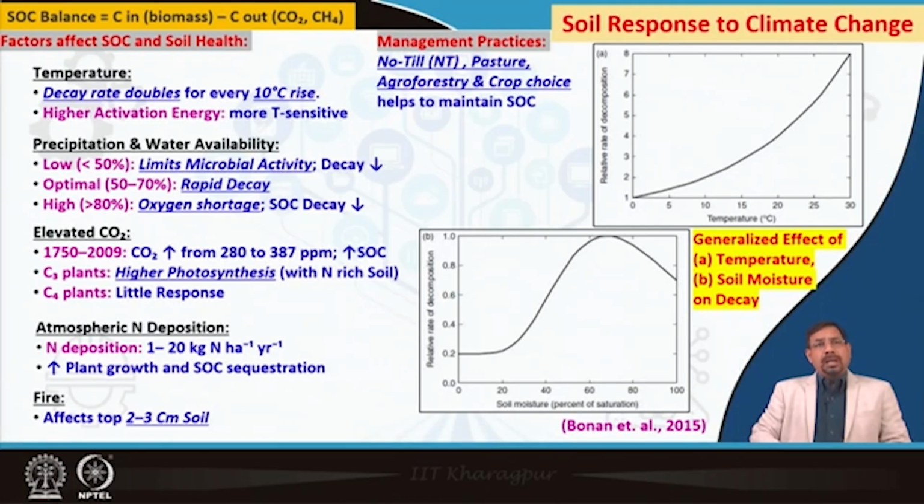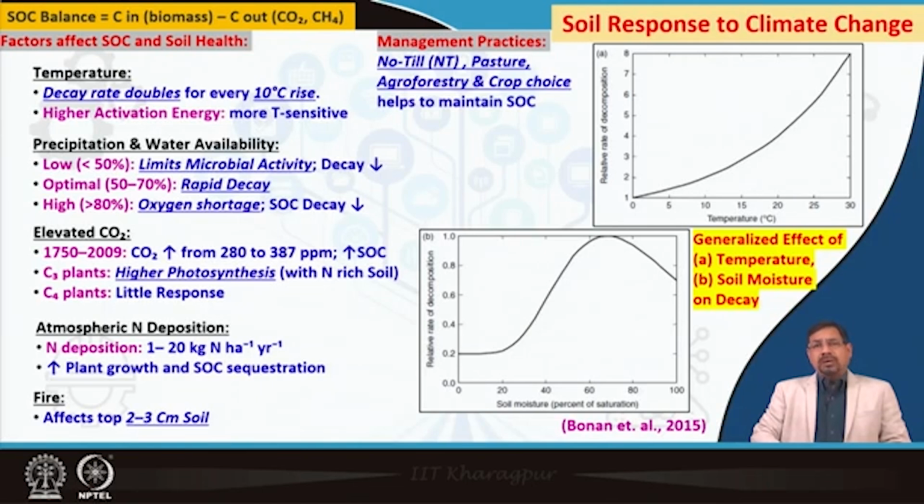In terms of optimal precipitation and water availability, 50 to 70%, you will have rapid decay, and high, that means more than 80%, there is oxygen shortage and decay slows in terms of soil organic carbon. Elevated carbon dioxide experiments have shown us that from 1750 to 2009, we have a rise in carbon dioxide from 280 to 387 ppm.